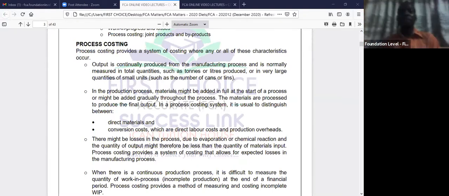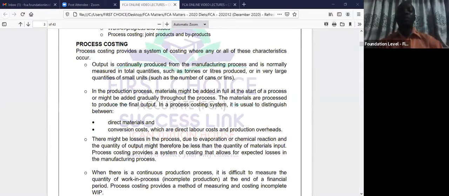All right. So in process costing, we usually distinguish between direct materials on the one hand. This is because it is the material at the start that is making the product what the product is at the end. Now the labor and the production overhead are what we call conversion. This is the effort used in converting the direct material into the finished product.